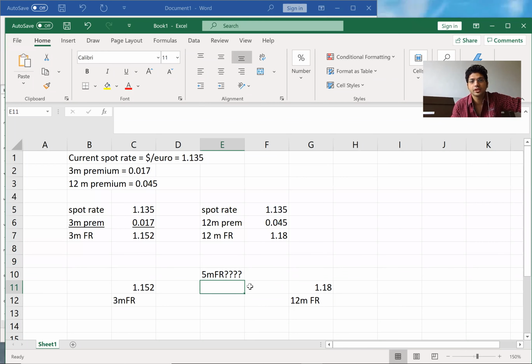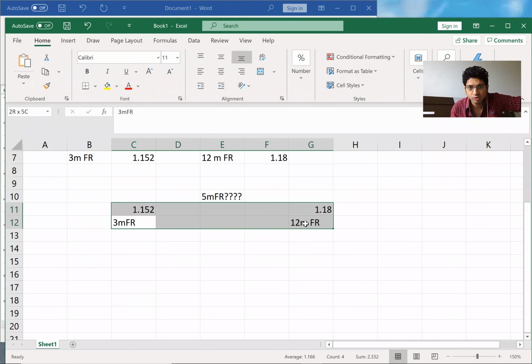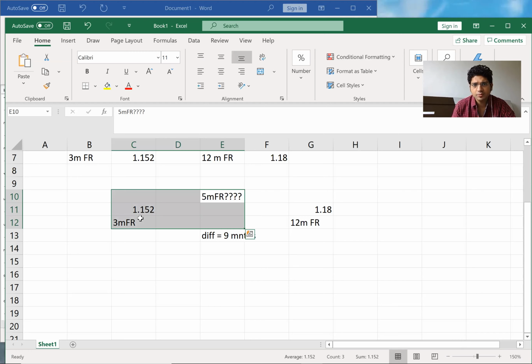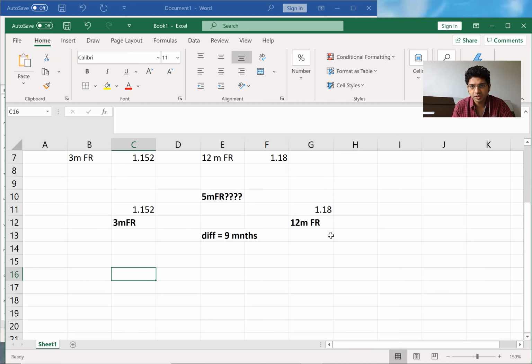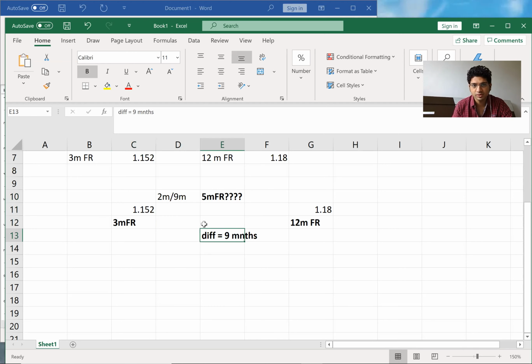That's what I want to do over here. So first thing, 3 months to 12 months, the difference is how much? Difference is 9 months. Now 3 months to 5 months, I'm just doing a timeline over here. So difference between 3 months to 12 months is 9 months. Difference between 3 months to 5 months is 2 months out of the total 9 months, correct?